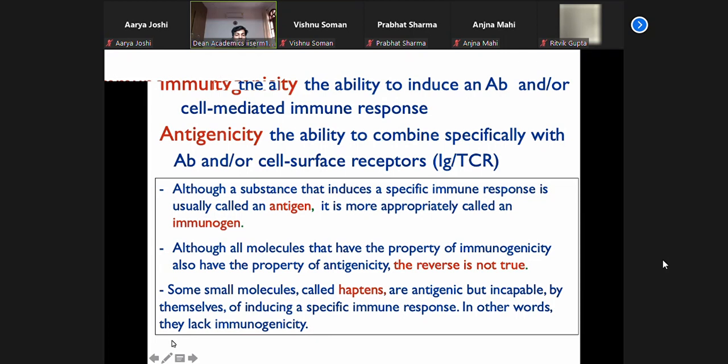For example, some small molecules, such as haptens, are antigenic in origin. That means they can actually bind to the product of your B cells, or they can also bind to the surface receptors, but they are incapable by themselves of inducing a specific immune response. In other words, these small molecules that we call haptens lack immunogenicity, while retaining antigenicity.